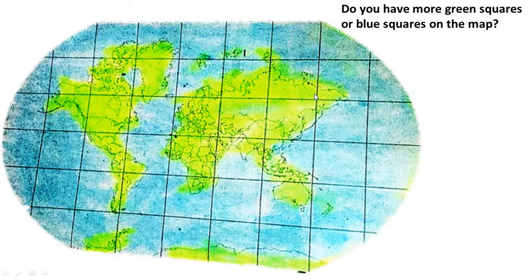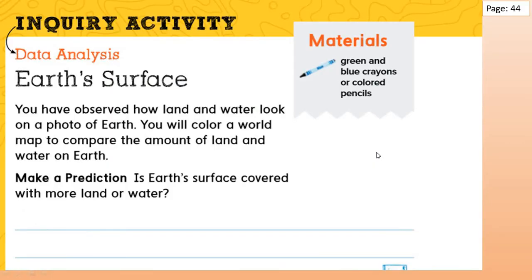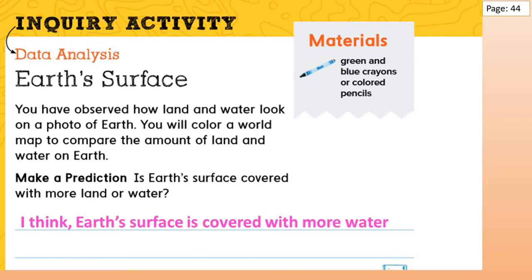The next question is, is the Earth surface covered with more land or water? What do you think? Did you say water? If so, you are totally right. Let's complete. Here in your book, page number 44, we have a question. Is Earth's surface covered with more land or water? As we said, Earth's surface is covered with more water, right? So be sure to write this in your book, please.